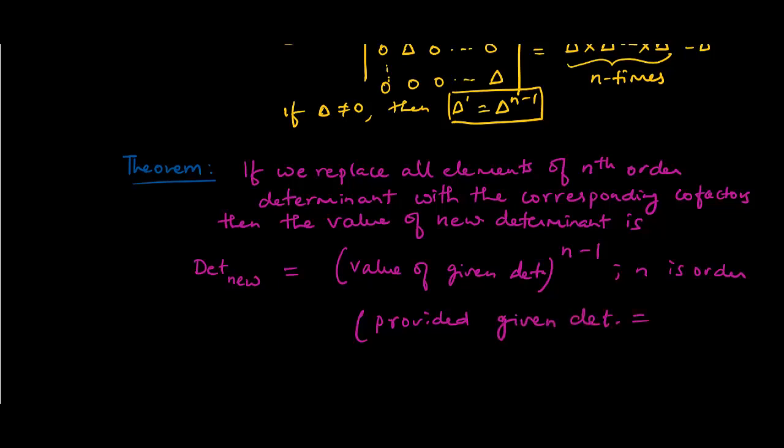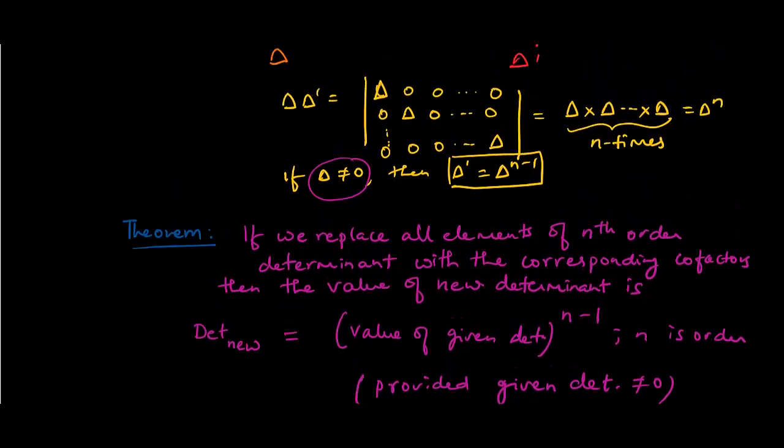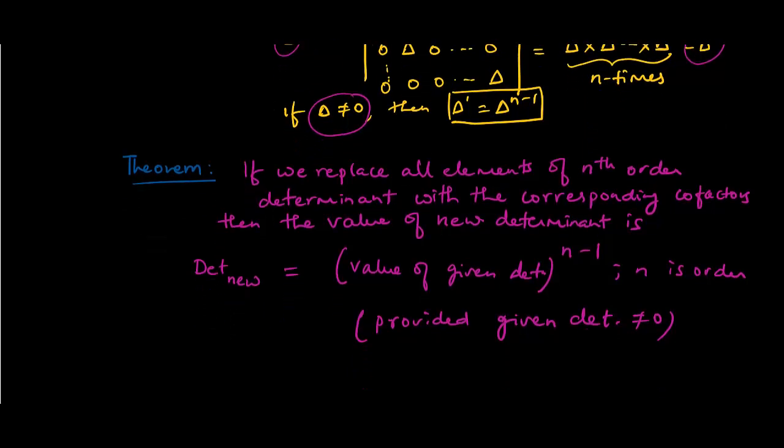We assume this because we use this assumption here, otherwise you cannot cancel this particular factor of delta on both the sides unless delta is non-zero. So delta should be non-zero, only then you can cancel the determinant. This statement is called Jacobi's theorem. It's a very important theorem in linear algebra.